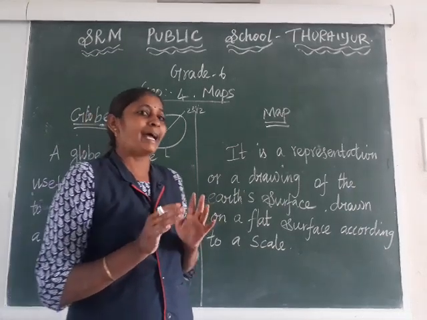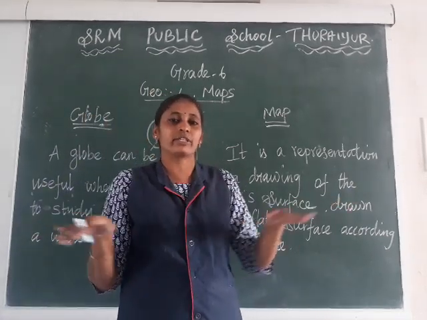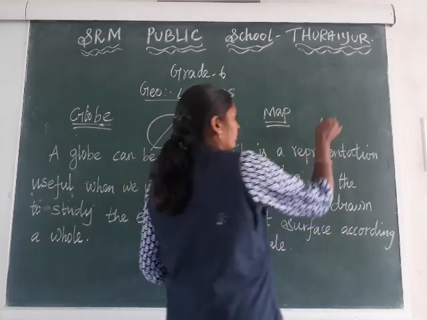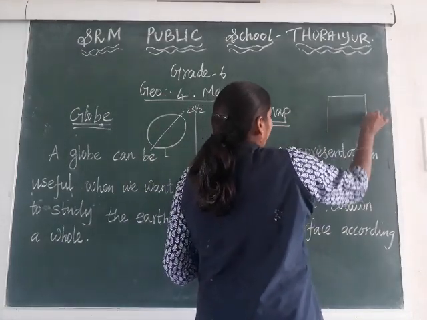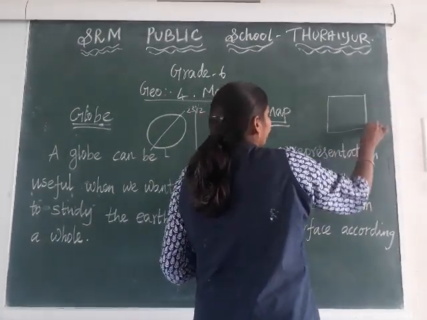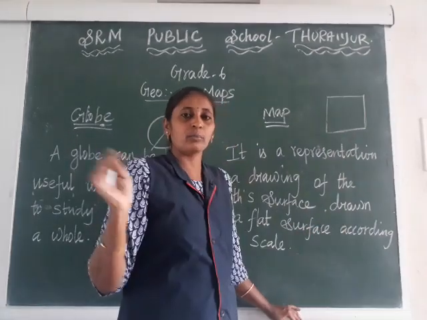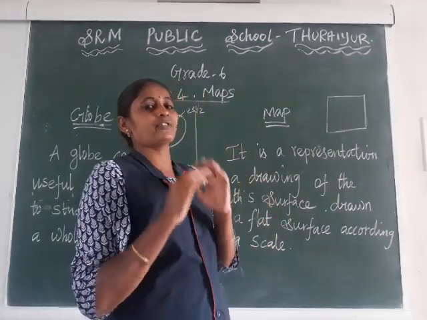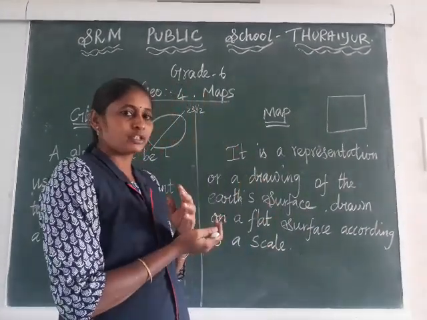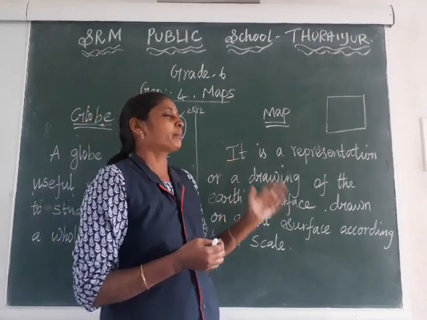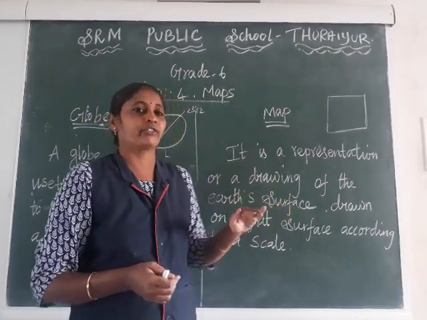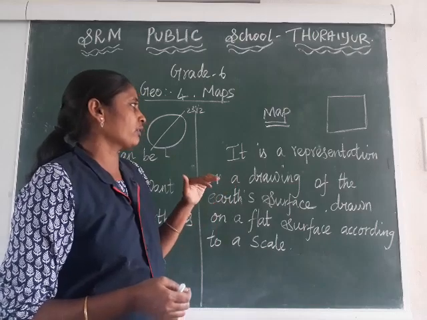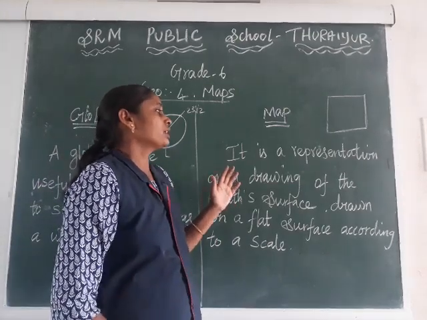So you know very well a map is a flat surface. Nowadays we are using maps, which are on a flat surface, compared to a globe, which is a spherical shape. Globe is a spherical shape, but a map is a flat surface. So here I gave the definition of the map.